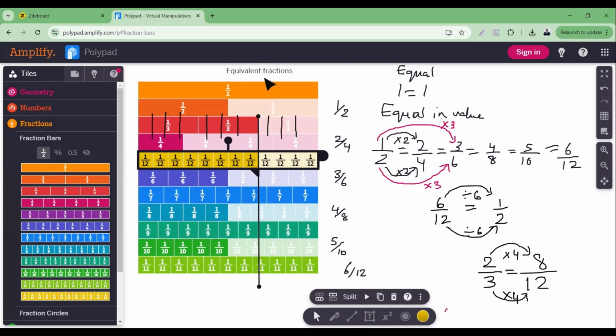Equivalent fractions is also useful for us when we are going to learn about addition and subtraction of fractions.